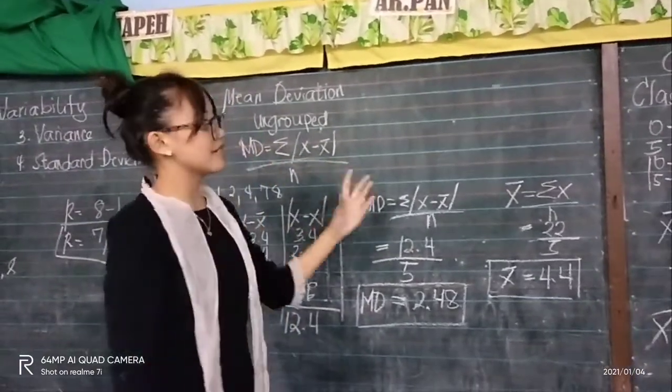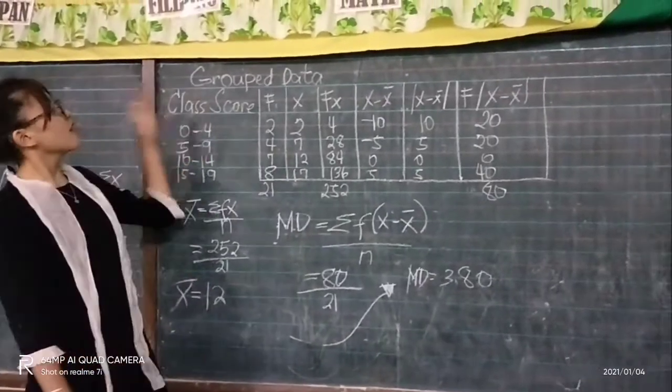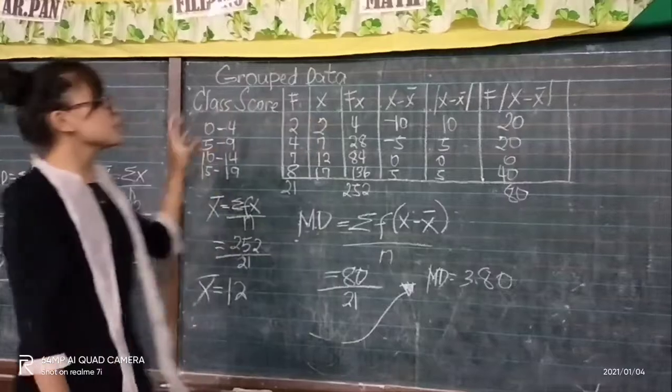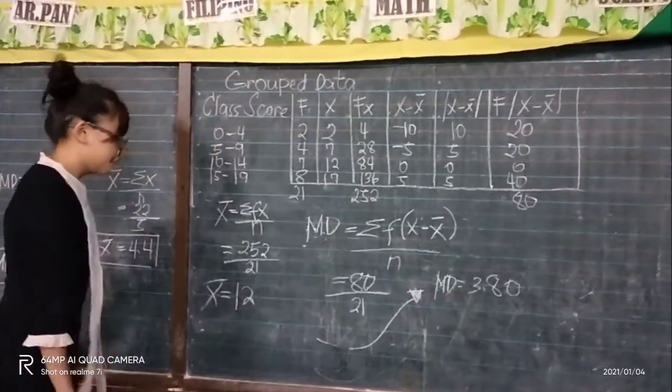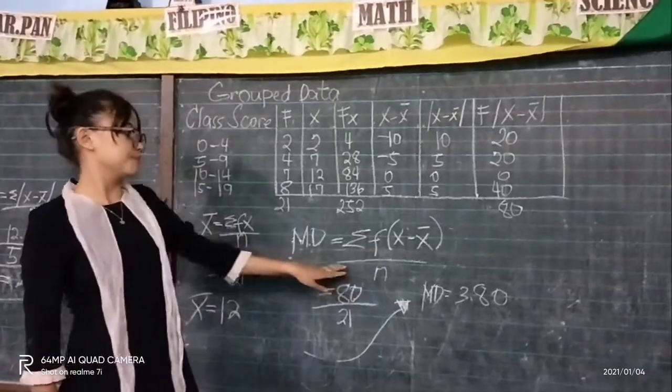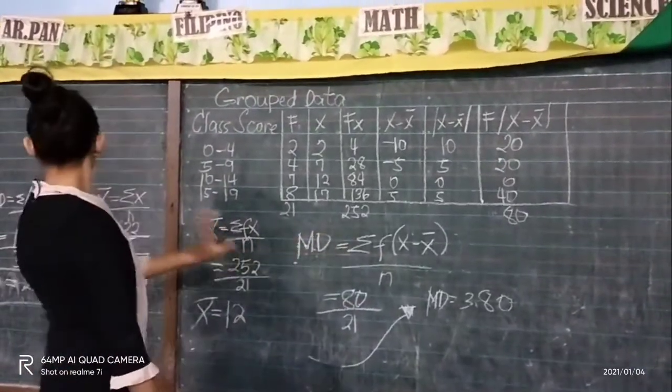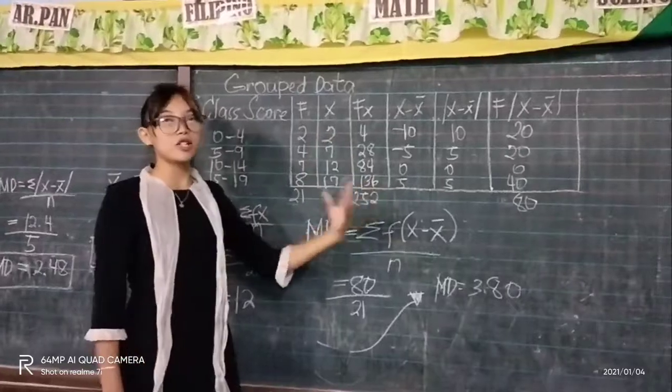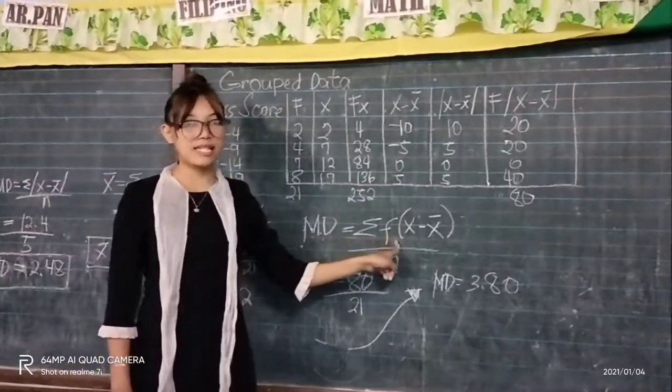So let's proceed to grouped data. In grouped data, this is our formula. The difference between ungrouped and grouped data is that we have frequency here.